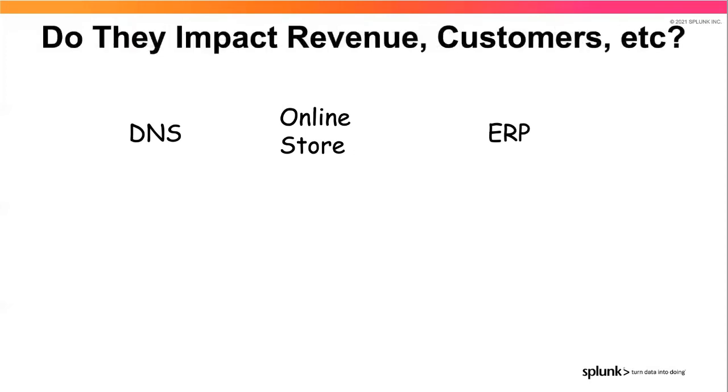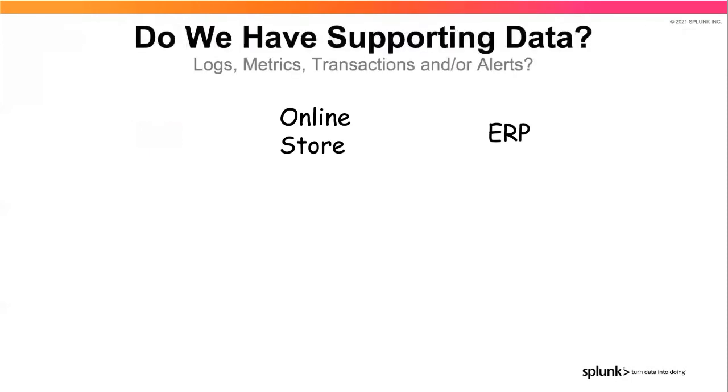One of the first questions we want to ask to validate that we have an appropriately high-level business service is: does it impact revenue, does it impact customers, that type of thing. And DNS, directly speaking, does not impact that. Indirectly, it may, and so it may be a good subservice or child service, but not a good top-level service. So we have online store and ERP.